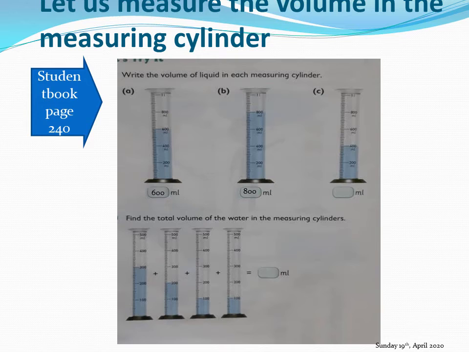It says find the total volume of water in the measuring cylinders. We have 4 measuring cylinders here, and we want to see how much the water measures. The first one is on line 300, so we say this is 300 milliliters. The second one is 200 milliliters. The third is 100 milliliters. And the fourth one also is 100 milliliters.